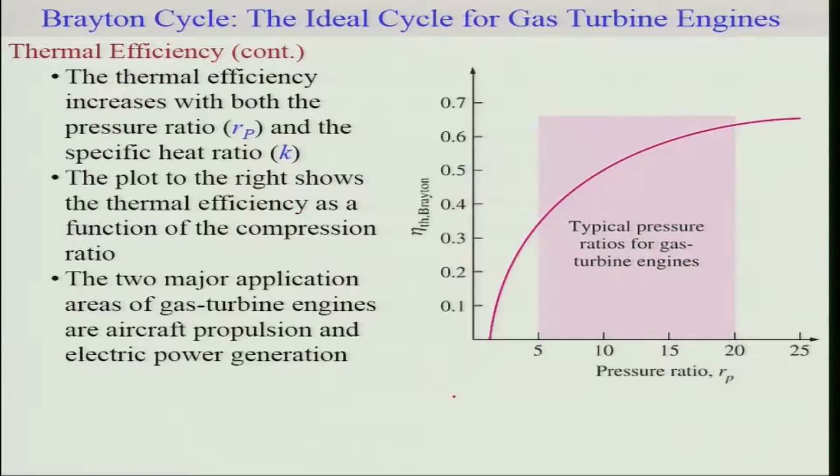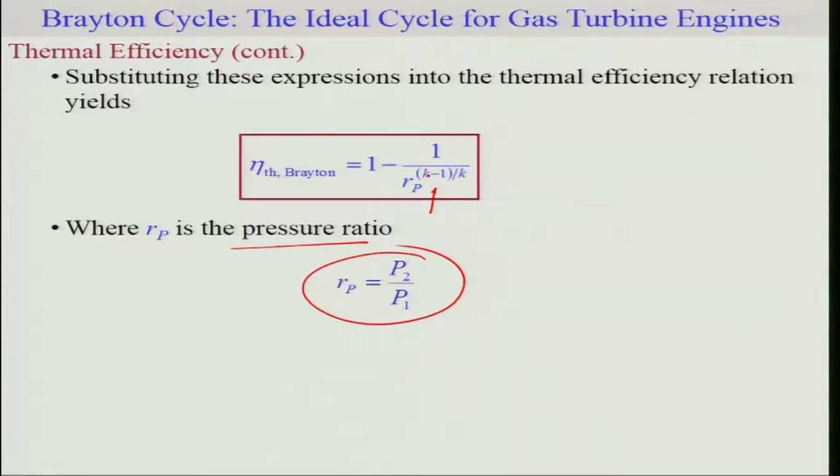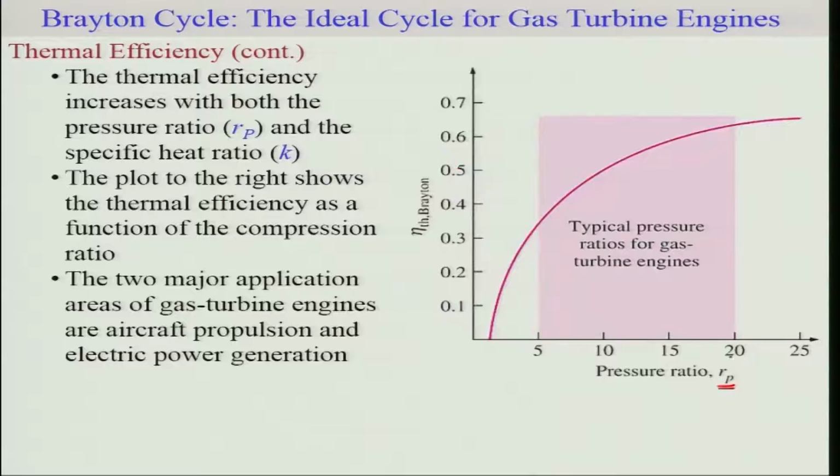If you plot this efficiency as a function of pressure ratio, you can clearly see that as you increase the pressure ratio, the efficiency increases, and it also increases with the specific heat ratio, which is K. So you can increase the efficiency by increasing the pressure ratio as well as K.